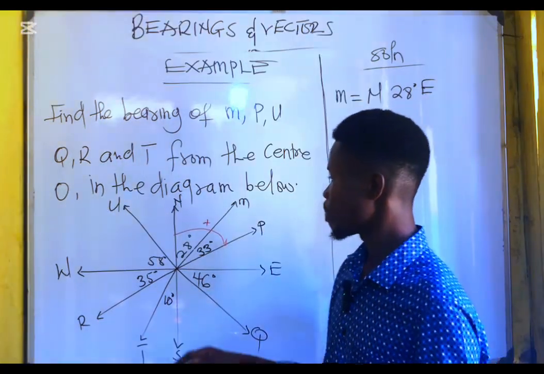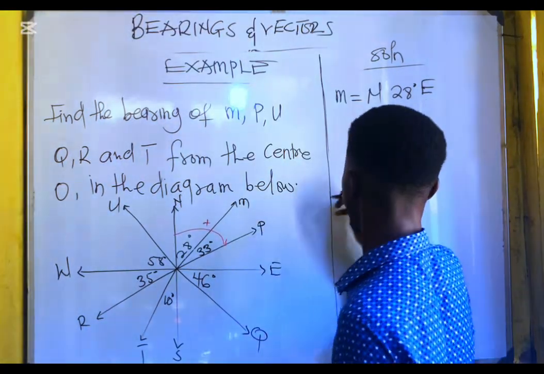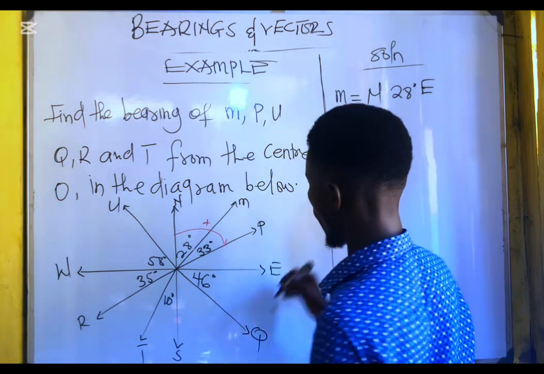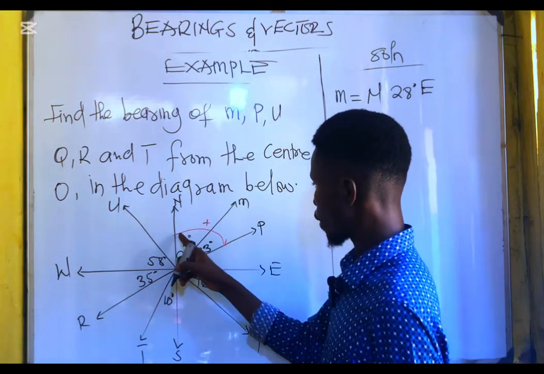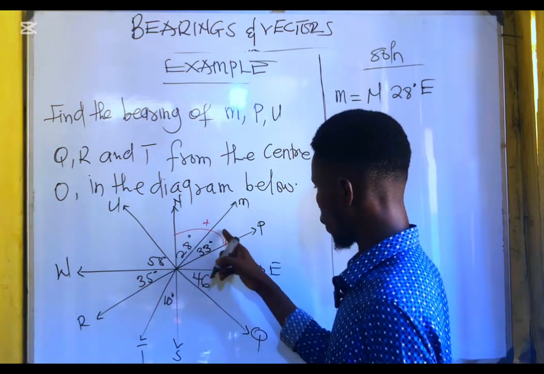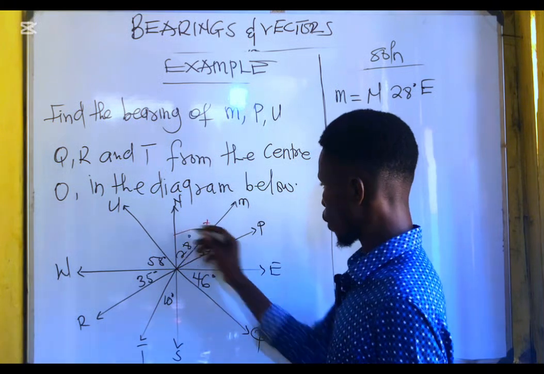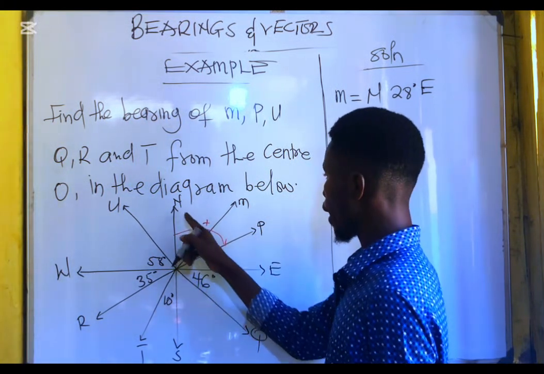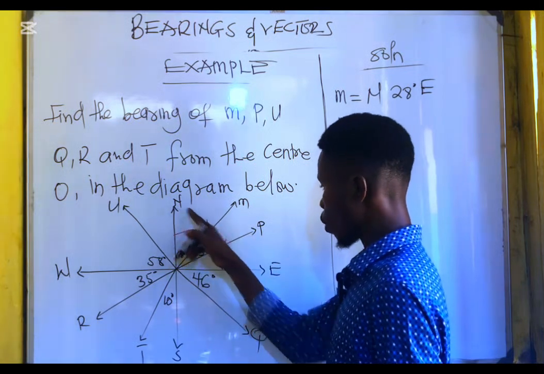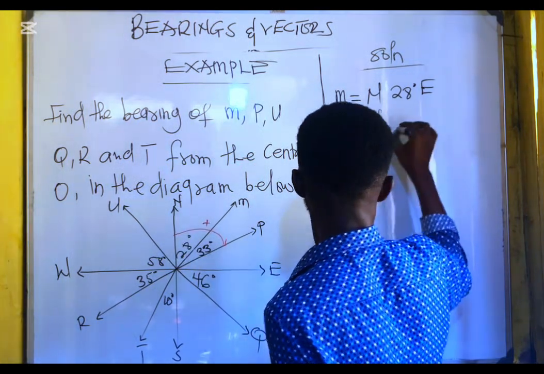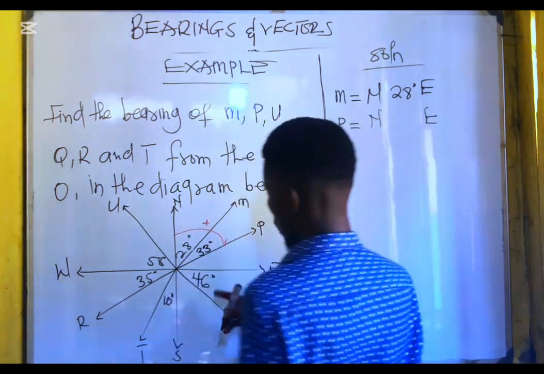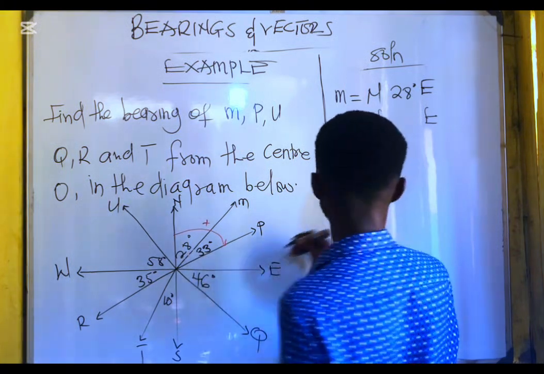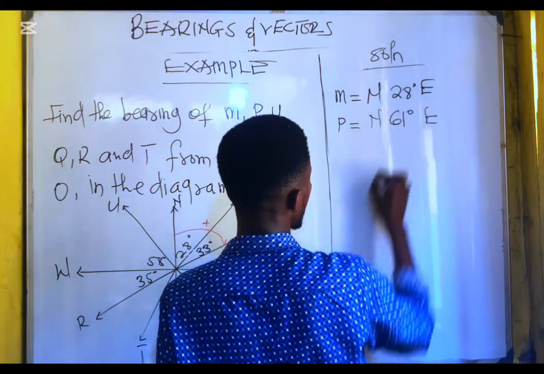Second one, which is P. As I said, P will move from the north to where P is. So we are going to add the 28 to the 33, okay? And also P is between the north and east, so that will be north east. So 28 plus 33 will be 61 degrees.